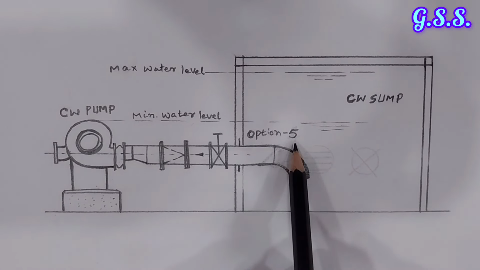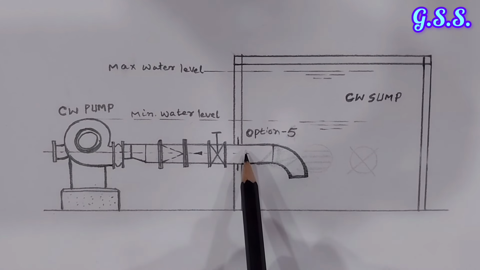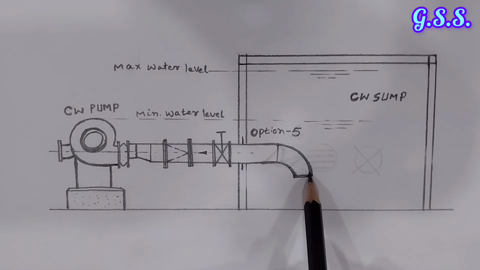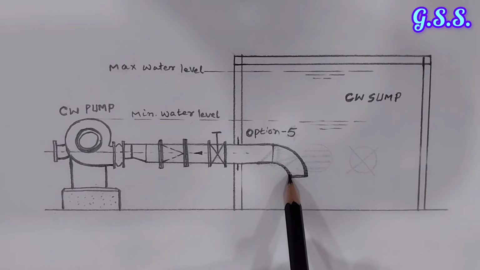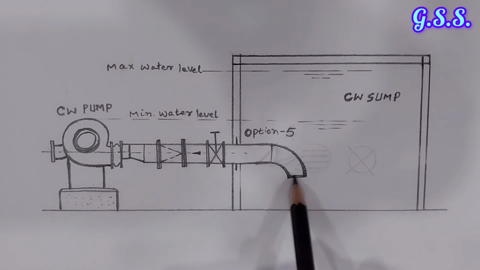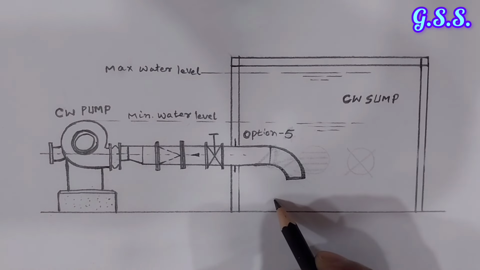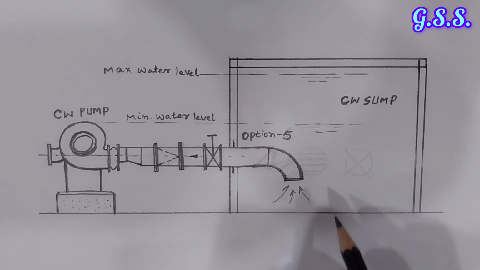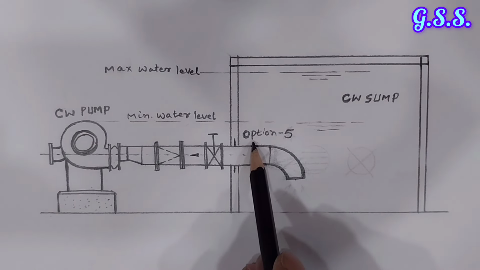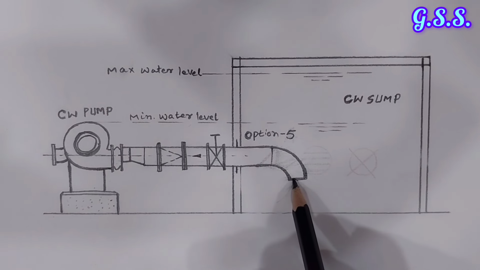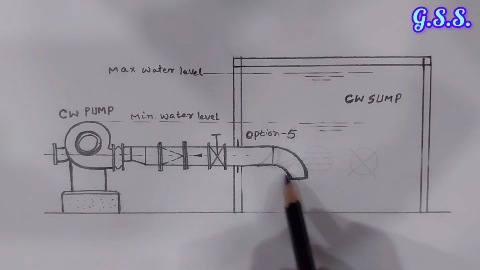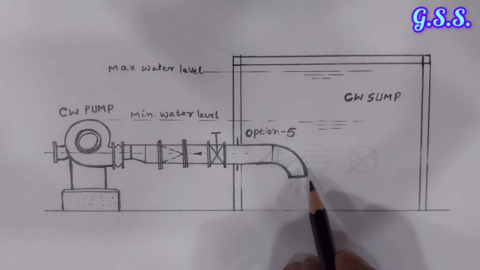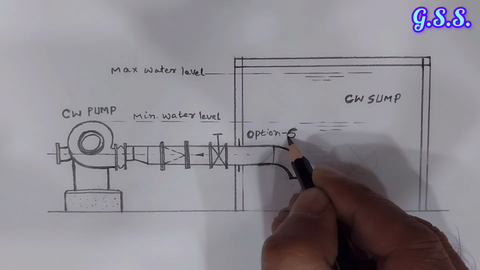Now option 5, puddle arrangement. In this option, we can make the puddle pipe directly downward using a 90 degree elbow like this. In this case, there will be no chance of vortex formation because it will suck like this from the bottom. But in option 5, since the entry area is the same as the suction pipe area, entry loss will be more. That's why modified option 6 is there.